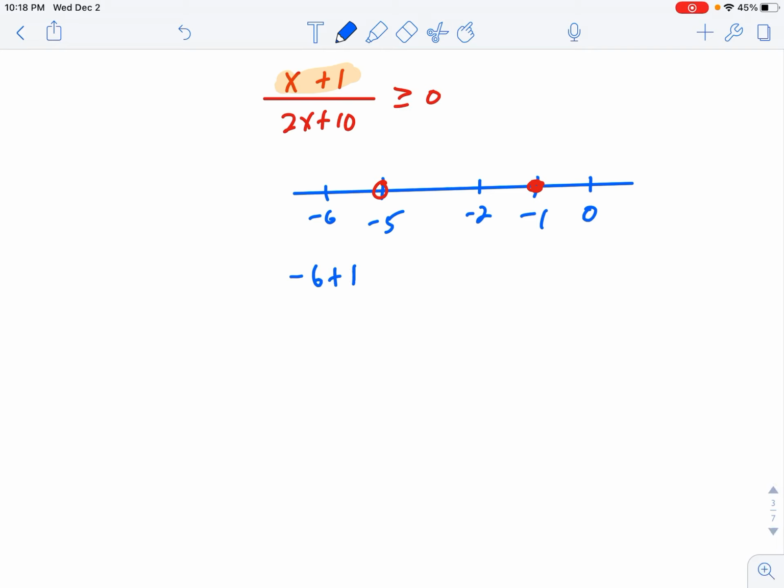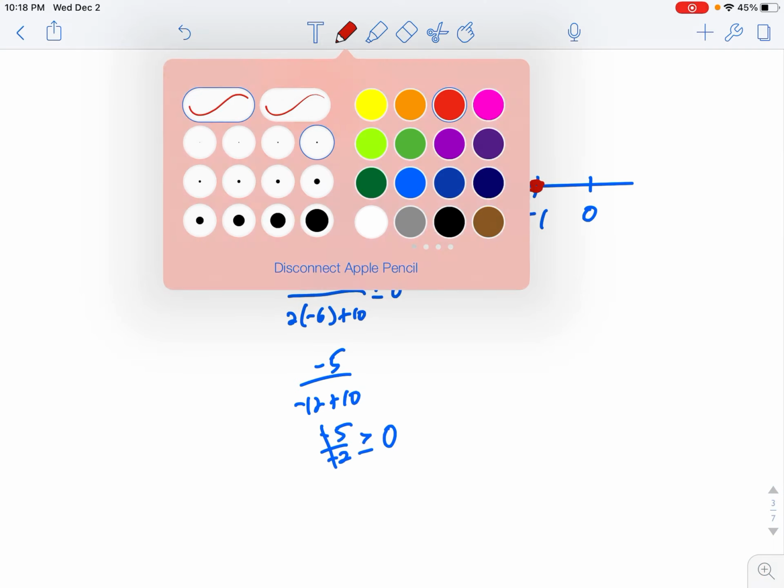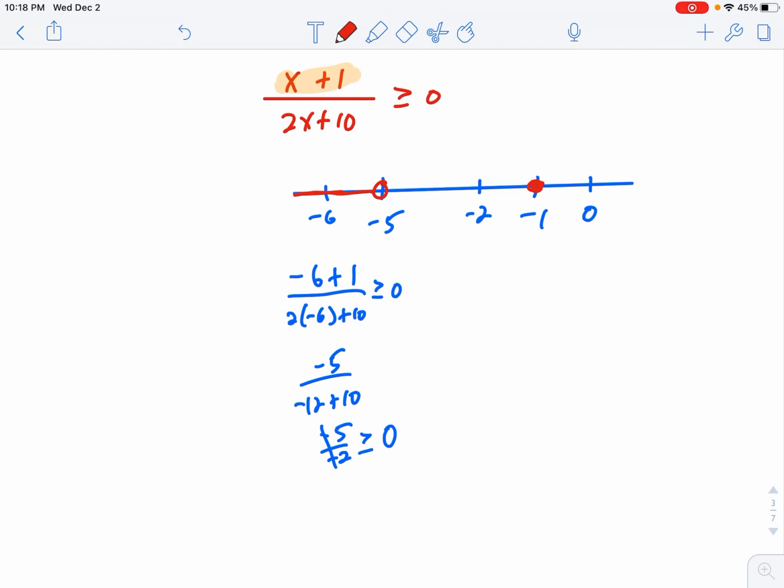Negative 6 plus 1 over 2 times negative 6 plus 10. Is that greater than or equal to 0? Well, that gives me negative 5 over negative 12 plus 10, negative 5 over negative 2. Negatives cancel. We get a positive number. Is a positive number greater than 0? Yes, it is. So that gets shaded.